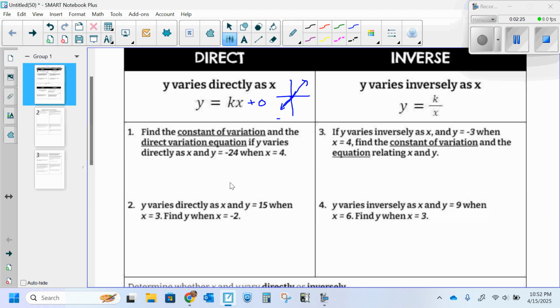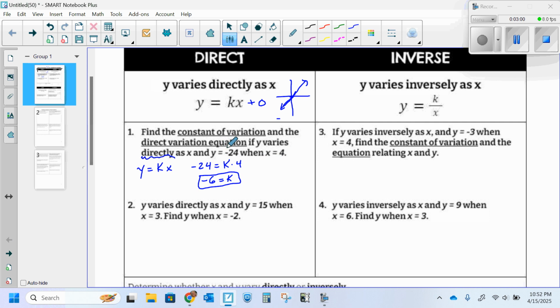Let's take a look here at this first example. It says find the constant of variation and the direct variation equation if y varies directly as x. As soon as you see what type of variation it is, I sometimes underline it. Y varies directly as x. And if y is negative 24 when x is 4, we can find k is negative 6. So that's the first question it has asked us to do, to find k.